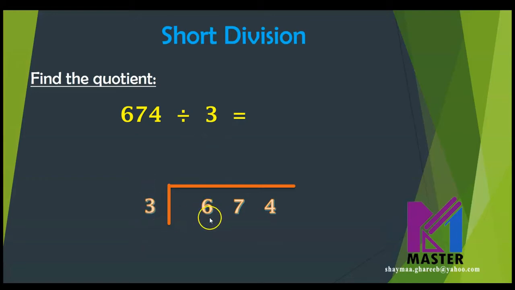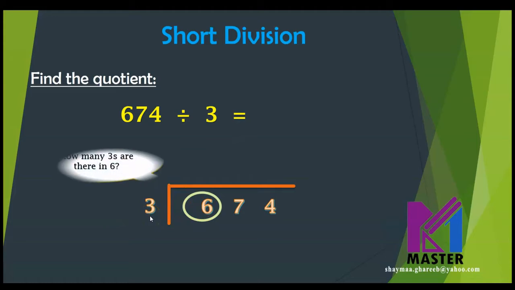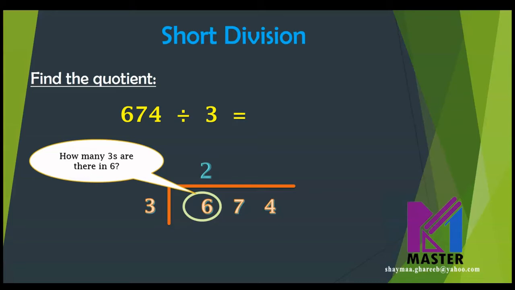I will start with the biggest value, which is the digit 6, and I will do the division. 6 divided by 3, which means how many 3's are there in the 6? Only 2 3's. Are there any remainder? No. So I will just write the 2 with no remainder. Then what is the next step?